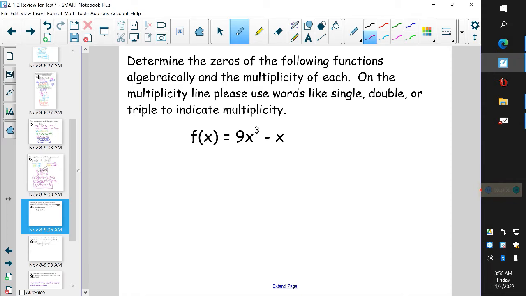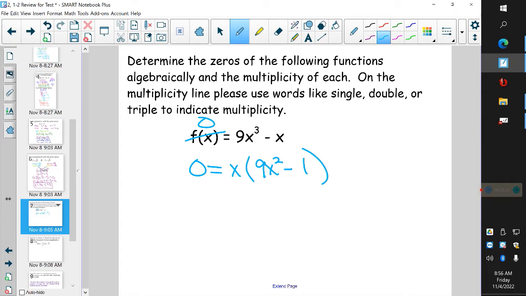and the multiplicity of each. So I'm telling you, you can check it graphically, but I expect to see algebra here. I expect to see some factoring into two binomials if at all possible. So the very first thing you're going to do is what here? You're going to pull out the x, set it equal to 0, and then pull out the GCF, which is going to be an x in this situation. So that's going to be 9x squared minus 1, x divided by x is 1.